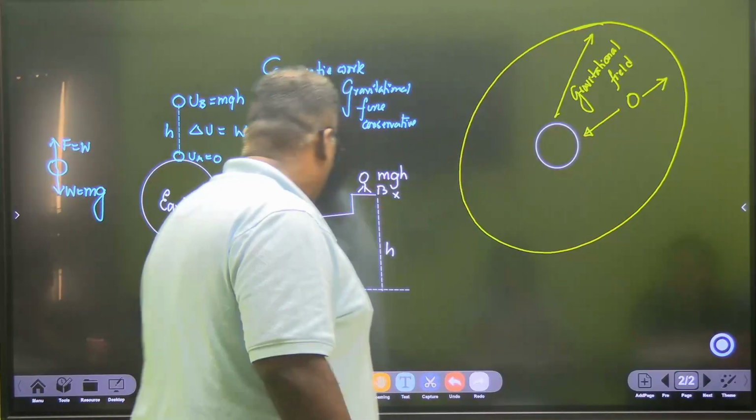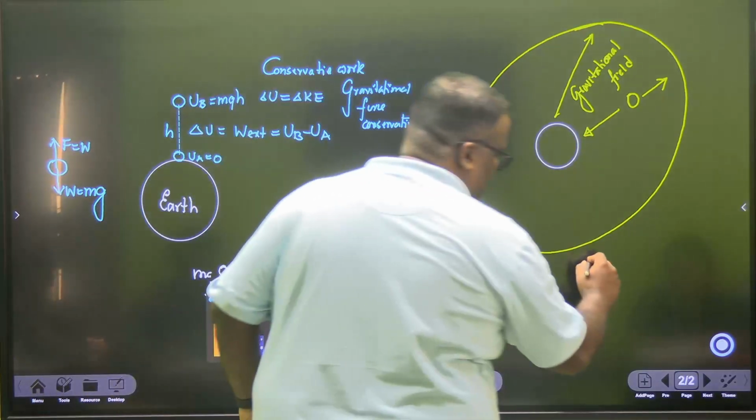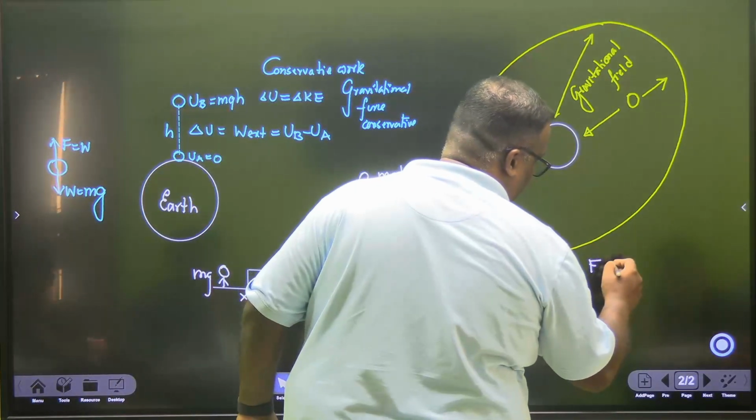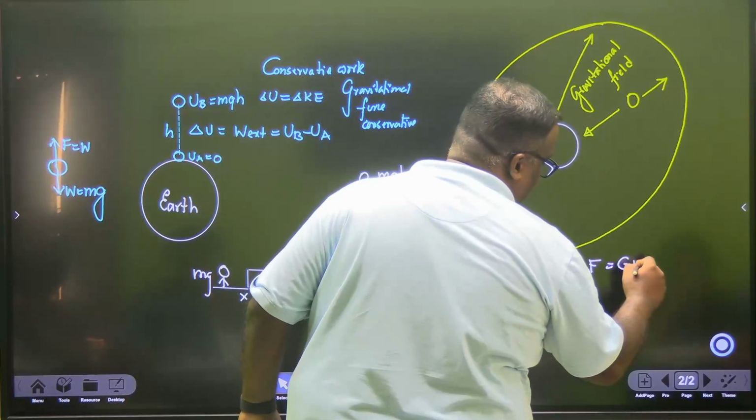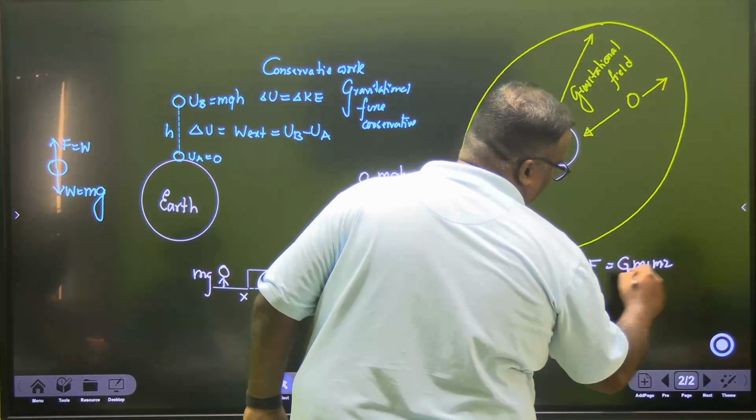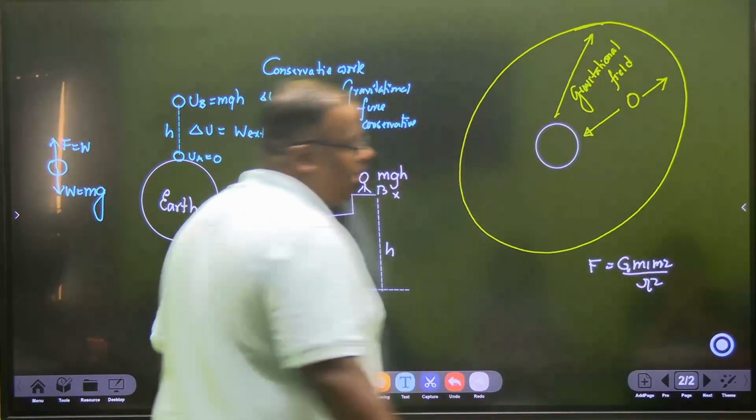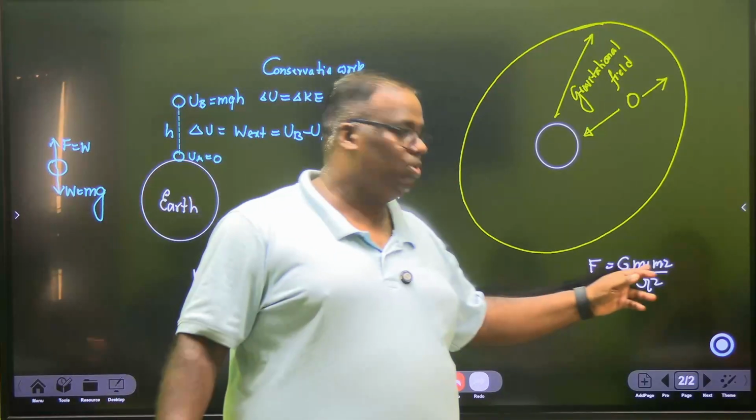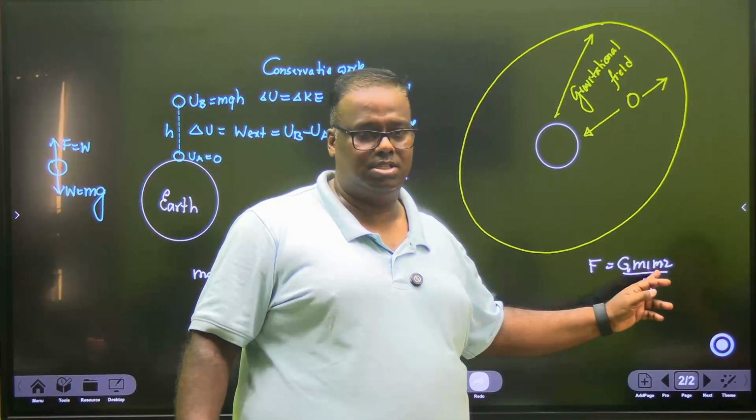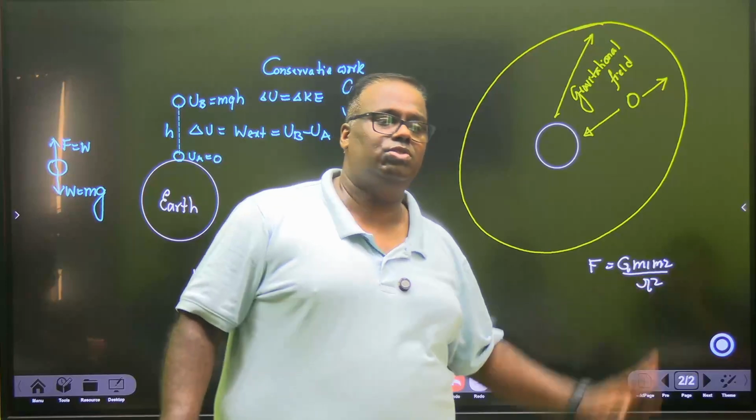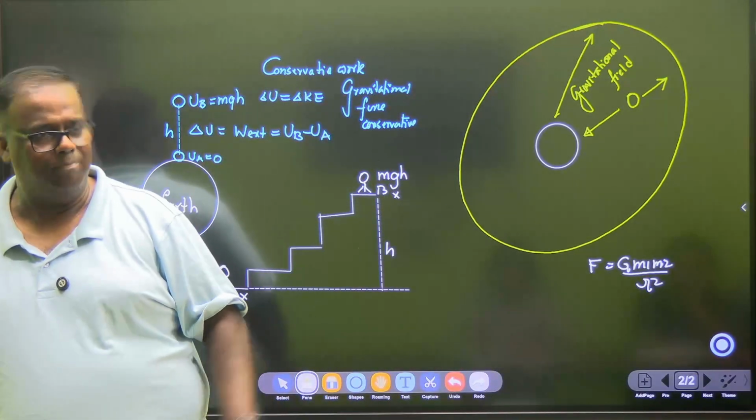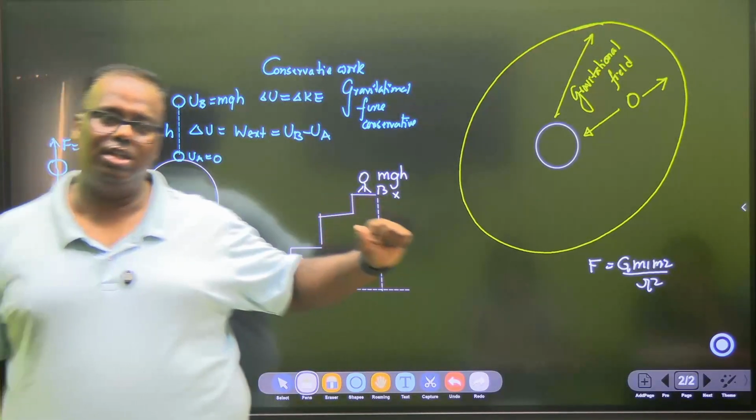Whereas if you see the gravitational force or the force of attraction, these all are actually G m1 m2 upon r square. So what we understand, this force is attributed to the product of the two masses, this G being a constant, and follows the inverse square law. Clear? So what all did we understand?